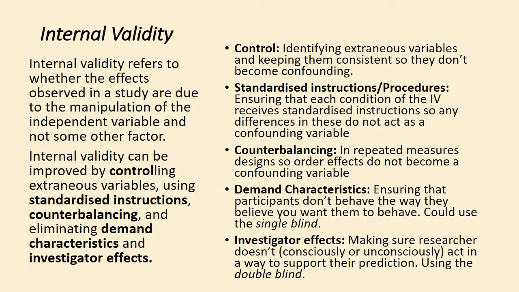And the final thing to consider with internal validity is the investigator effect. So you as a researcher, do you consciously or unconsciously act in a way that will bring about the results that you want? One way to get around this is to use the double blind, which is where the participants are lied to, and also the researcher who is conducting the test doesn't know what the point of it is. They're not aware of the aims. So you employ somebody else to do the research for you, and you don't tell them what it is about. You just provide them with the standardized procedures. So the double blind is a way of improving internal validity.